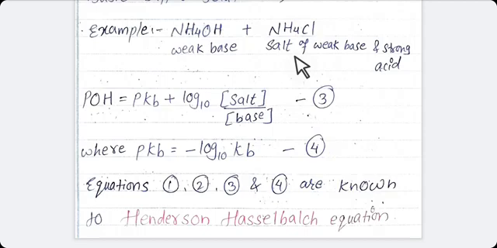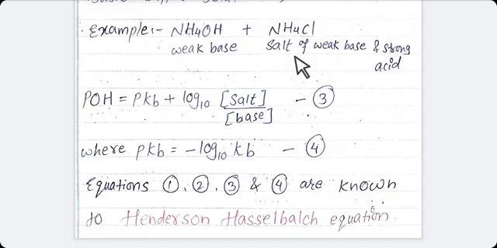How can we get ammonium chloride? By using NH4OH plus HCl, we can make the salt of weak base and strong acid, which is nothing but NH4Cl. Students, always remember, whatever weak acid or weak base we are using, we have to use the salt of this base or acid only.